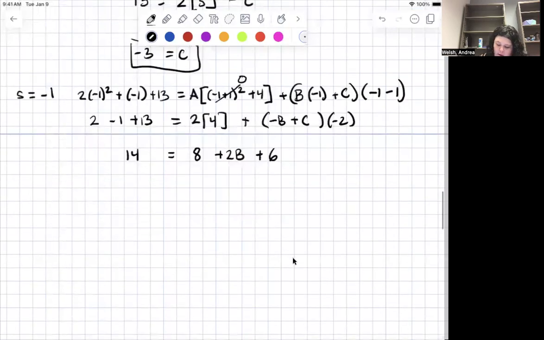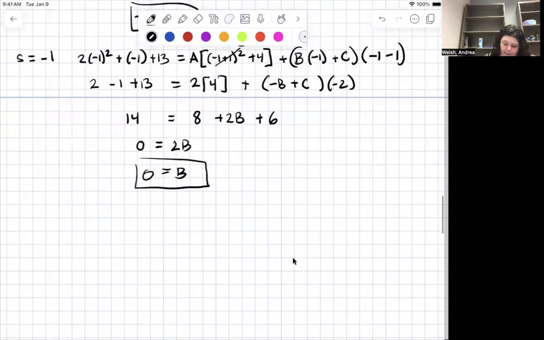Great. So what do we end up getting here? 12 plus 6 is 14 actually, so we get 0 equals 2B, and B equals 0. It doesn't always work out where B equals 0. It worked out in this case, but that just is how it ended up happening. You still need to include that term, even though in this particular set of numbers that we worked through, it ended up not mattering. So just because we got 0 here doesn't mean it's always going to be 0.